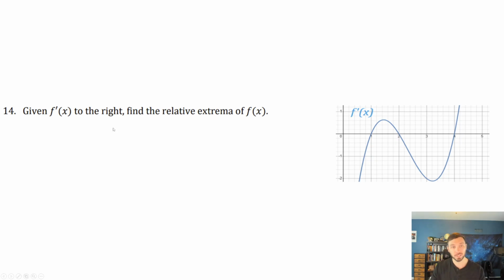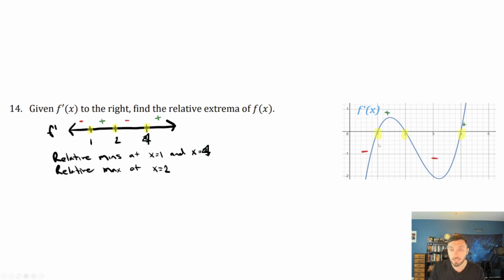Given f prime here to the right, find the relative extrema of f. Okay, so this is the derivative. Do not tell me that this is the max and this is the min, because I'm asking about f and I'm giving you f prime. So think about the sign switches. When does the output go from negative to positive and vice versa? 3, 2, 1. Yeah, so take a look here. We go from negative to positive at 1, so decreasing to increasing, that's a min. And then we go from positive to negative at 2, that's a max. And then we do the same thing at 4.